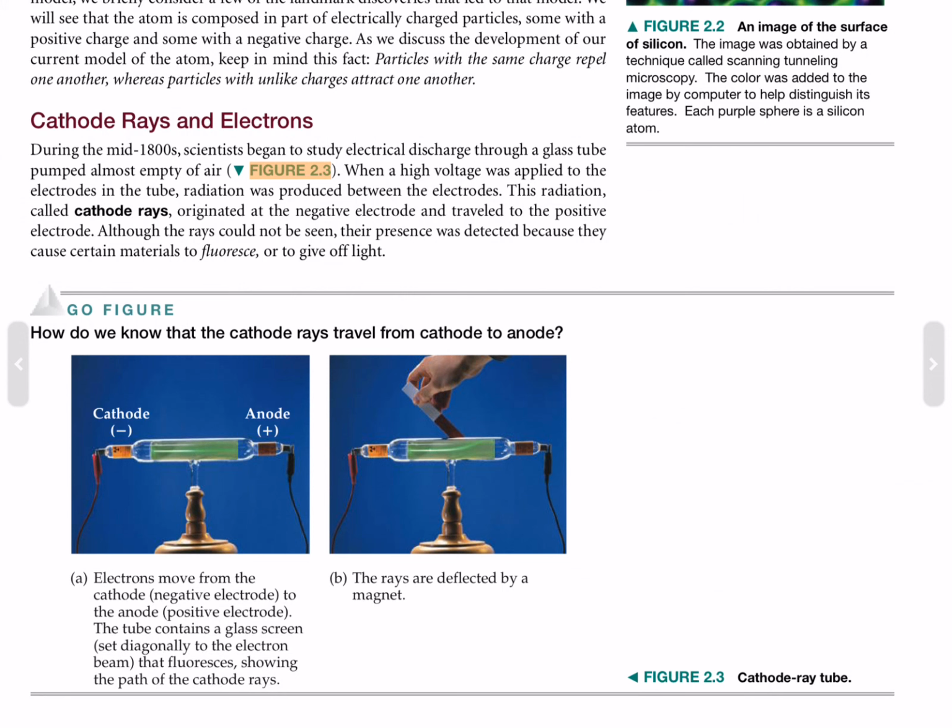Although the rays could not be seen, their presence was detected because they caused certain materials to fluoresce, or to give off light. Figure 2.3. Electrons move from the cathode, which is the negative electrode, to the anode, the positive electrode. The tube contains a glass screen set diagonally to the electron beam that fluoresces, showing the path of the cathode rays.